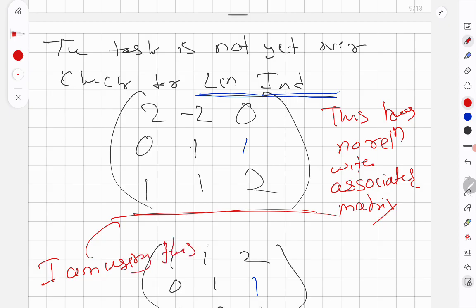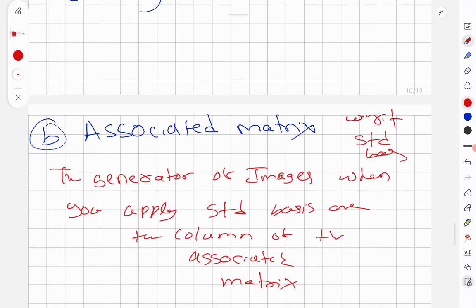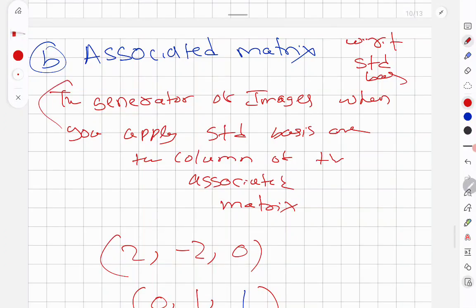I am just using this to verify linear independency. So it has no relation with the matrix. But for the associated matrix, if you have any questions, by this it should be clear.